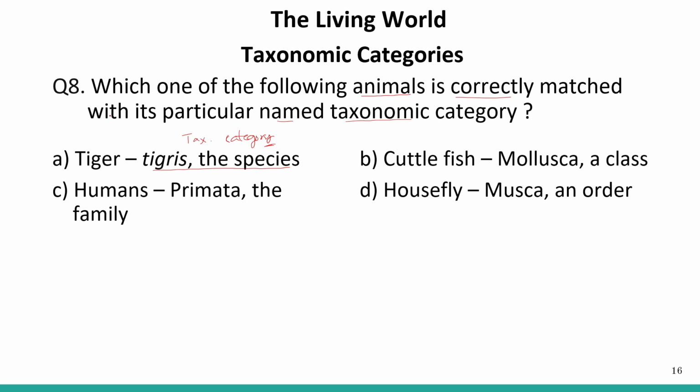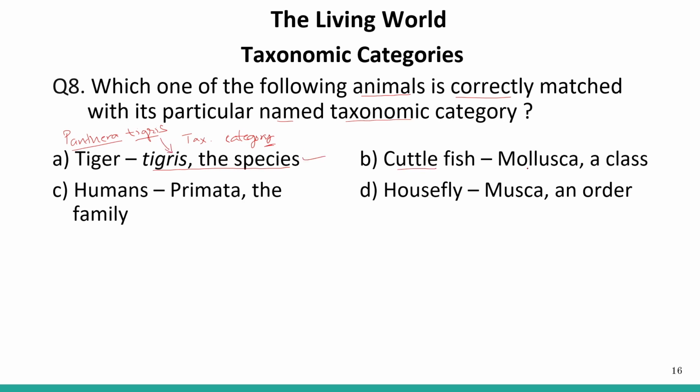Alright, the first option is, they are saying tiger has the species tigris. What is the scientific name of tiger? It is Panthera tigris. Alright, we should underline this if we are not italicizing it. So this option is correct. Tigris is the species. So this option is correct.